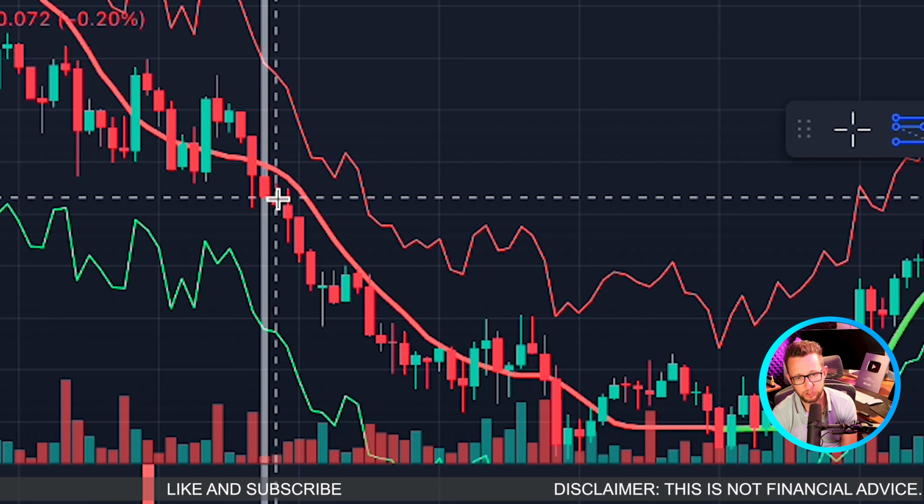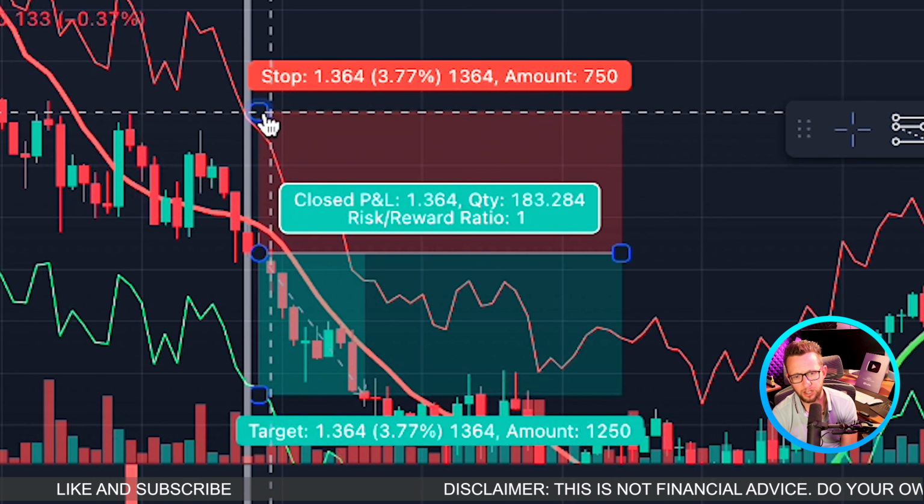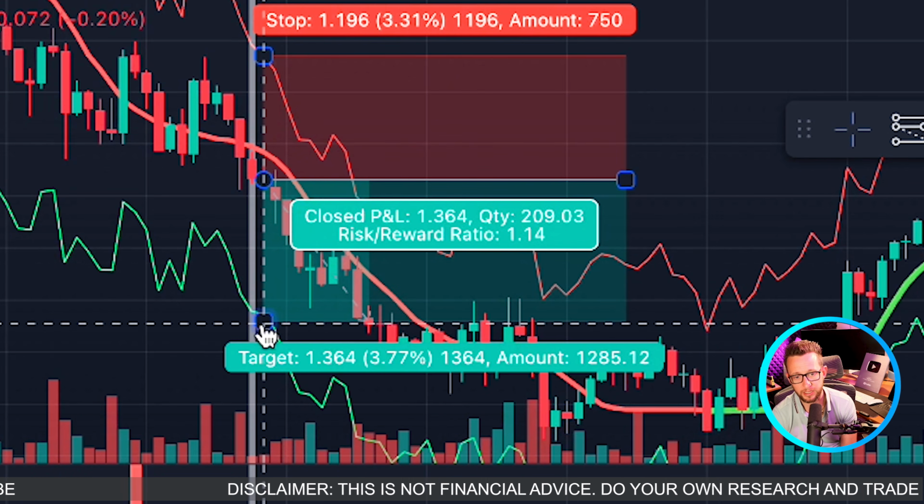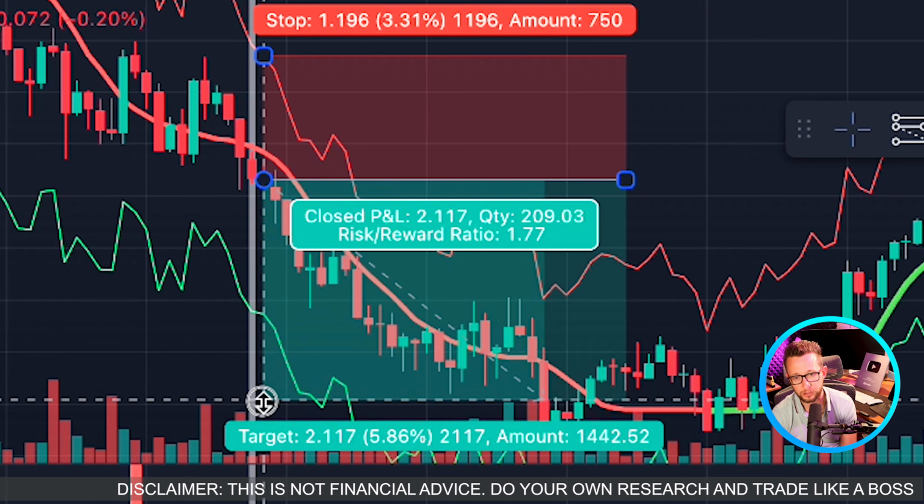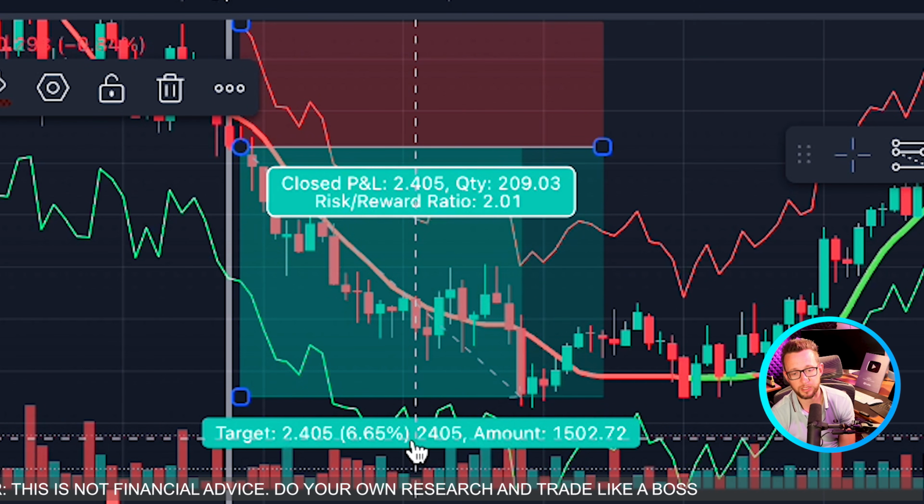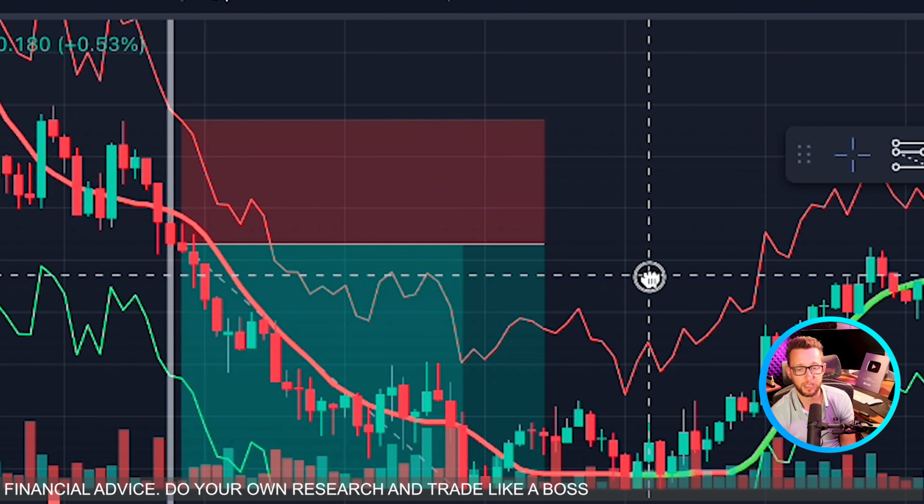We're going to set our short on the next candle. We're going to set our stop loss to the ATR bands just like this. And we're going to be looking for a risk to reward of 2. Boom. Okay, that would have been a perfect win of 6.65% from the market.